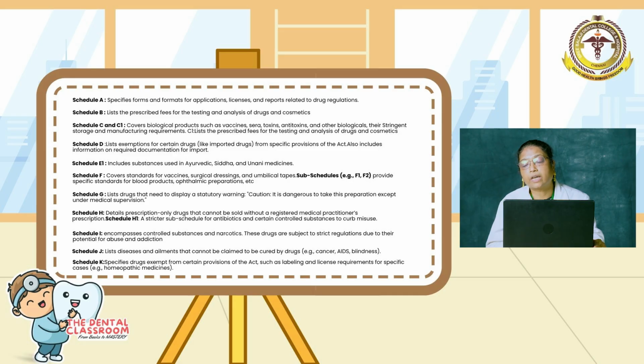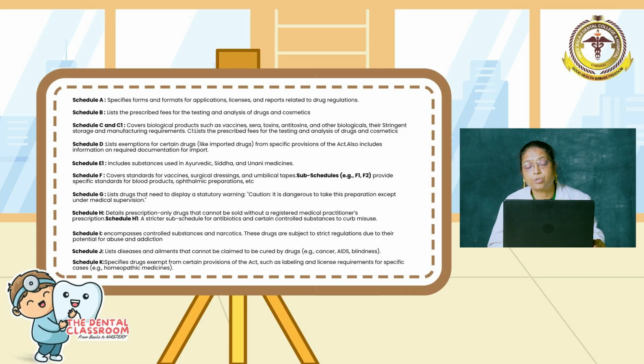Coming to Schedule D, it lists exemptions for certain drugs like imported drugs from specific provisions of the Act. It also includes information on required documentation for the import. Schedule E1 includes substances used in Ayurvedic, Siddha and Unani medicines. Schedule F covers standards for vaccines, surgical dressings and umbilical tapes. Subschedules F1 and F2 provide specific standards for blood products, ophthalmic preparations, etc.